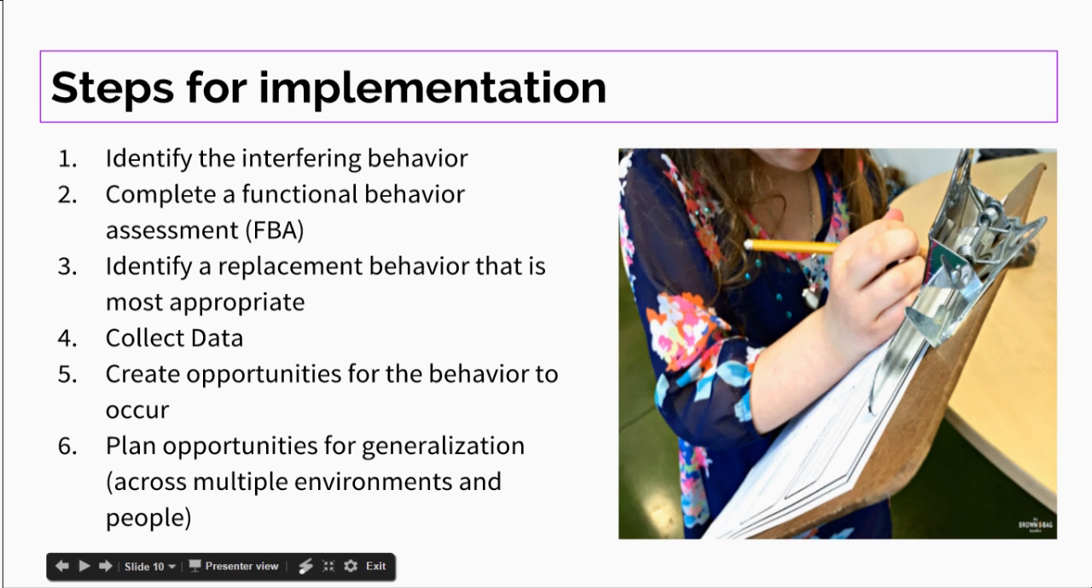Now it's time to discuss the steps for implementation. Prior to implementing FCT, it's important to identify the interfering behavior and complete a functional behavior assessment. Identify a replacement behavior that is most appropriate, and then you can begin collecting data. Create opportunities for the behavior to occur and make sure you plan for opportunities for generalization across the multiple environments and people as previously outlined.